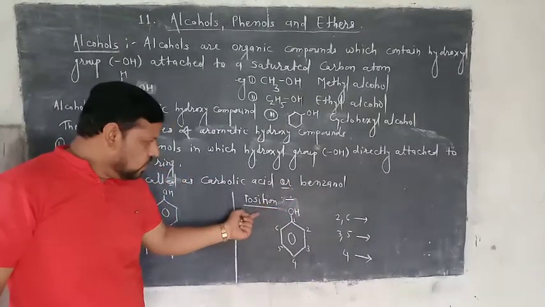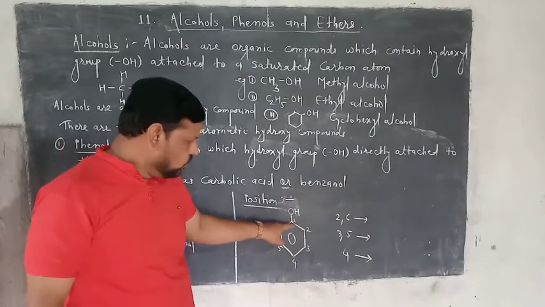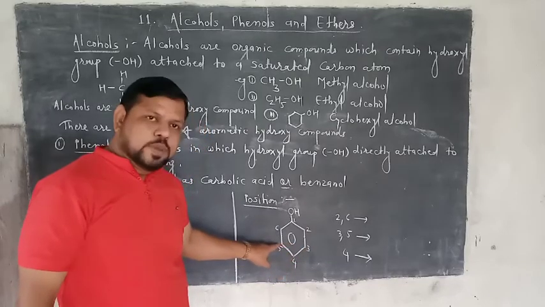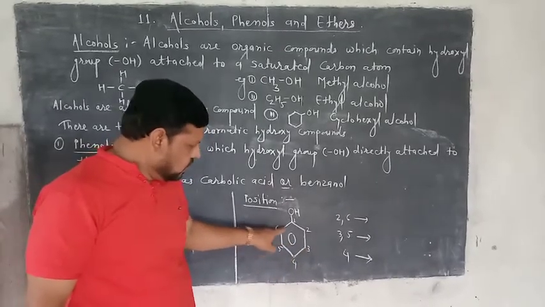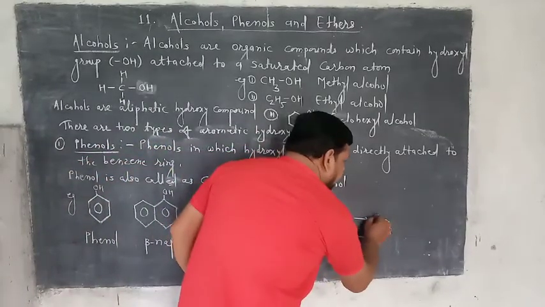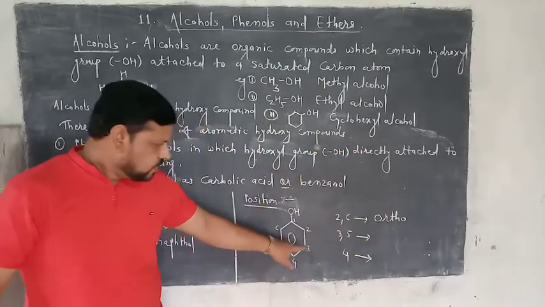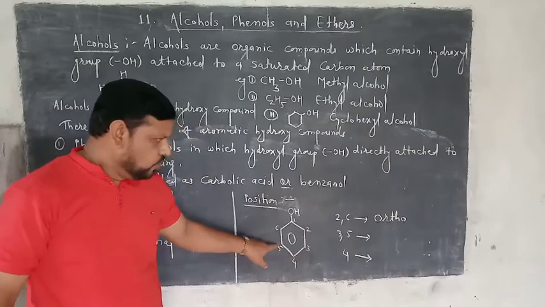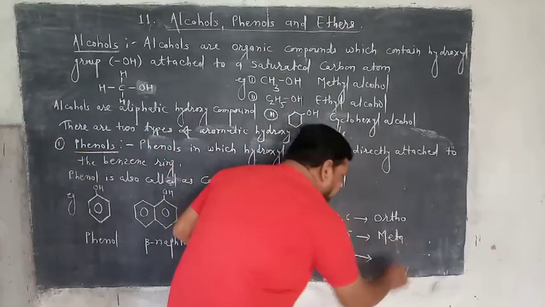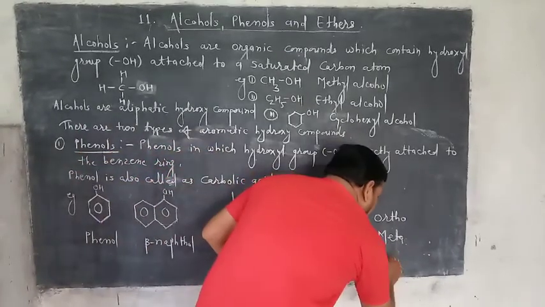Then we discuss the positions on phenol. See here, first position, second position, third position, fourth position, fifth position and sixth position. The second and sixth positions are called ortho positions. Then the third and fifth positions are called meta positions, and the fourth position is called the para position.